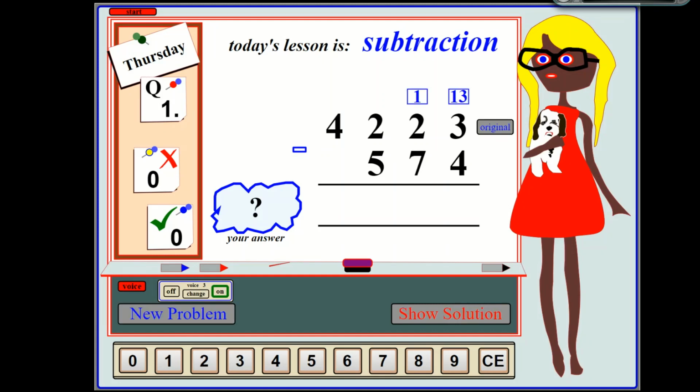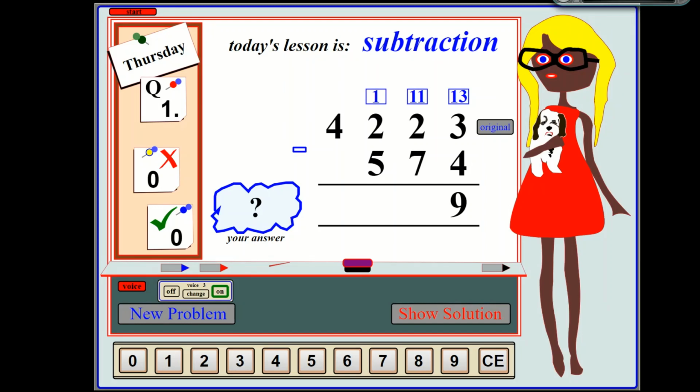The top digit must be larger than 4, so we restructure the 3. This becomes 13 by removing some of the value from the 2, in the tens column on the top line. The first subtraction step is 13 minus 4. This gives 9.